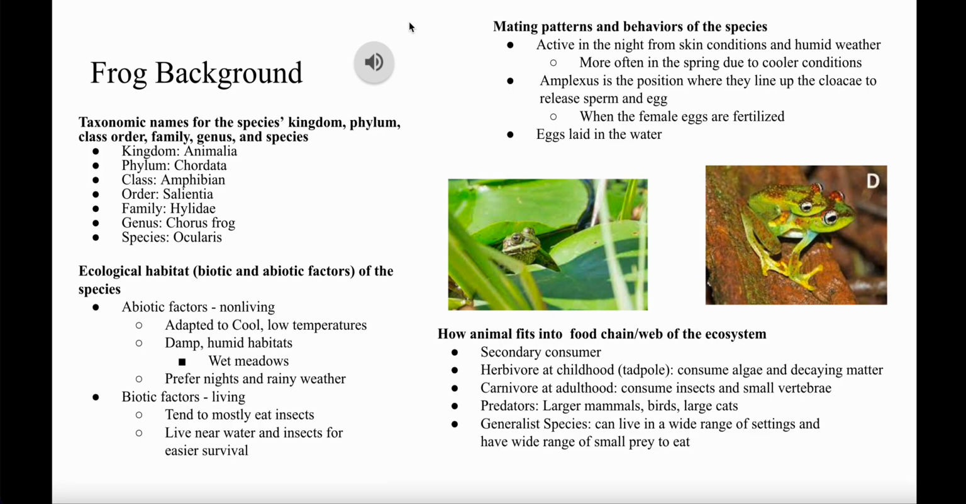They are secondary consumers. They are herbivores at childhood or when they're tadpoles because they consume algae and decaying matter, but when they mature into adulthood is when they start consuming insects and small vertebrae. Their predators include larger mammals, birds, and cats, and they're also considered a generalist species, meaning they can live in a wide range of settings and have a wide range of small prey to eat.